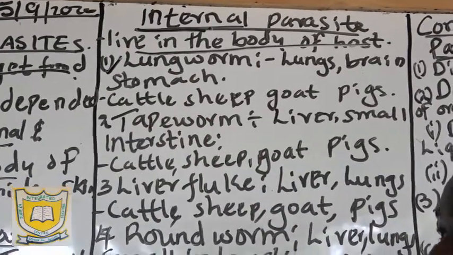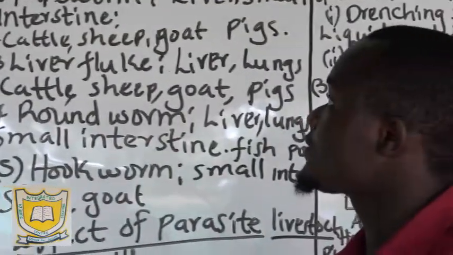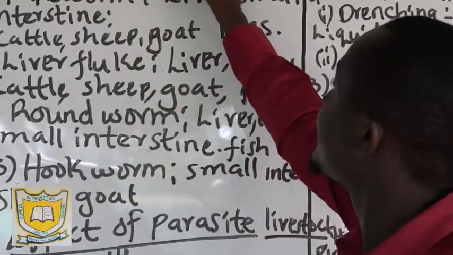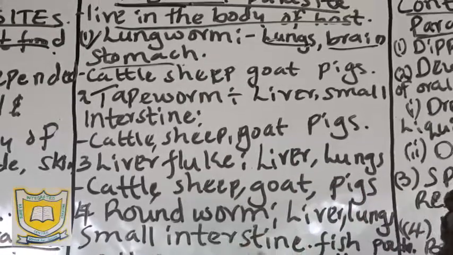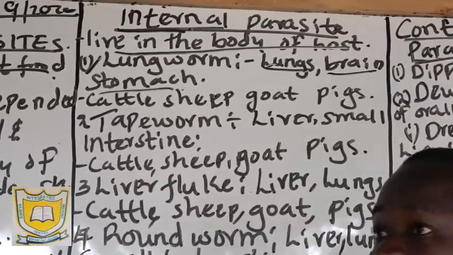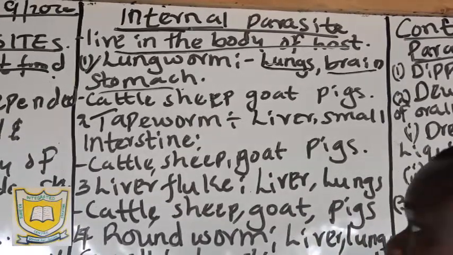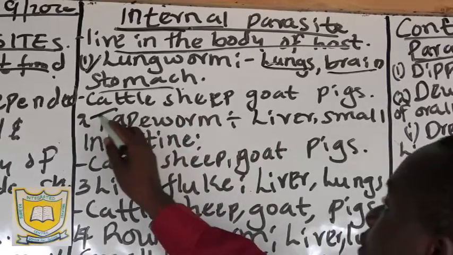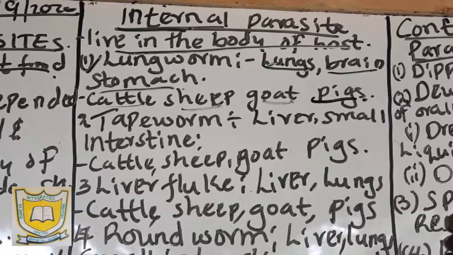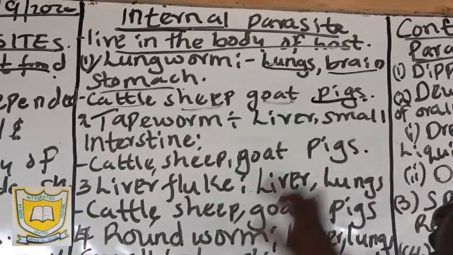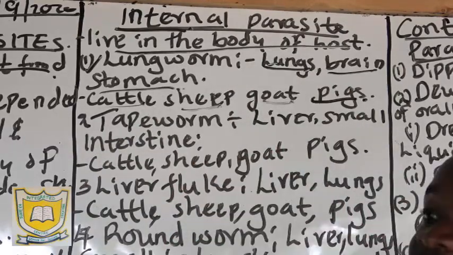Lungworm, the parts that are found in the body of the host: we will find them in the lungs, brain, and also in the stomach. These are the parts that are affected by the lungworm. Then also, what are the hosts of this lungworm? The hosts are cattle, sheep, goats, and also pigs. These are the hosts of the lungworm, and these are the parts that are affected by this lungworm.